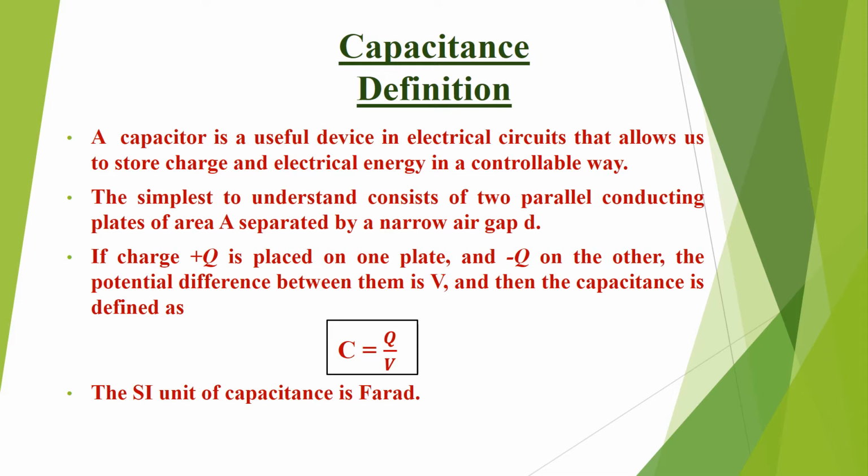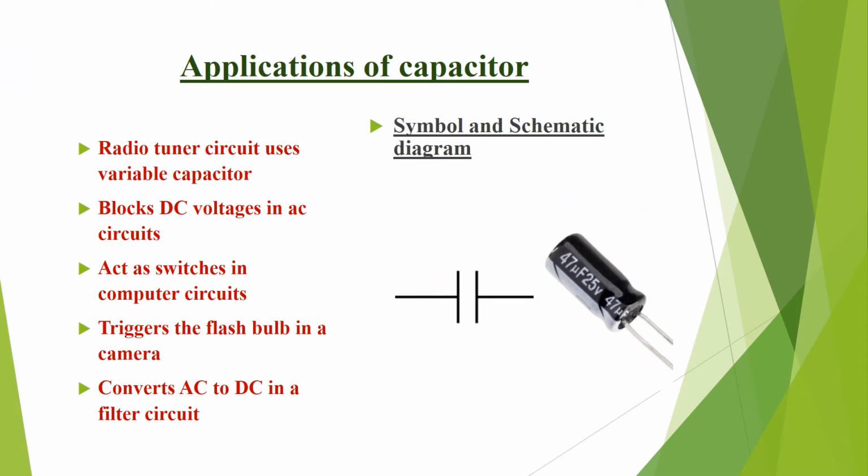Then the capacitance can be defined as C equal to Q by V, that is the ratio between the charge and the potential difference between the two plates. The SI unit of capacitance is farad. The symbol and schematic diagram of the capacitor are shown in the figure.